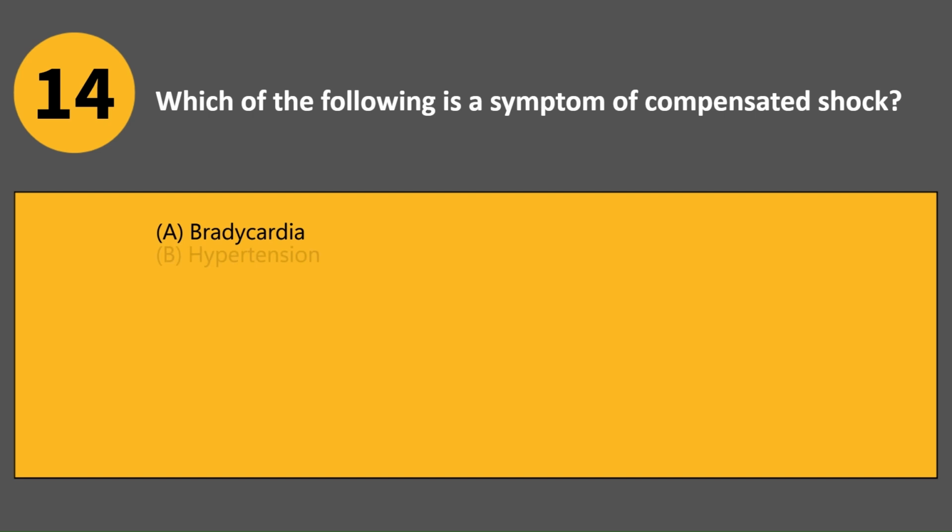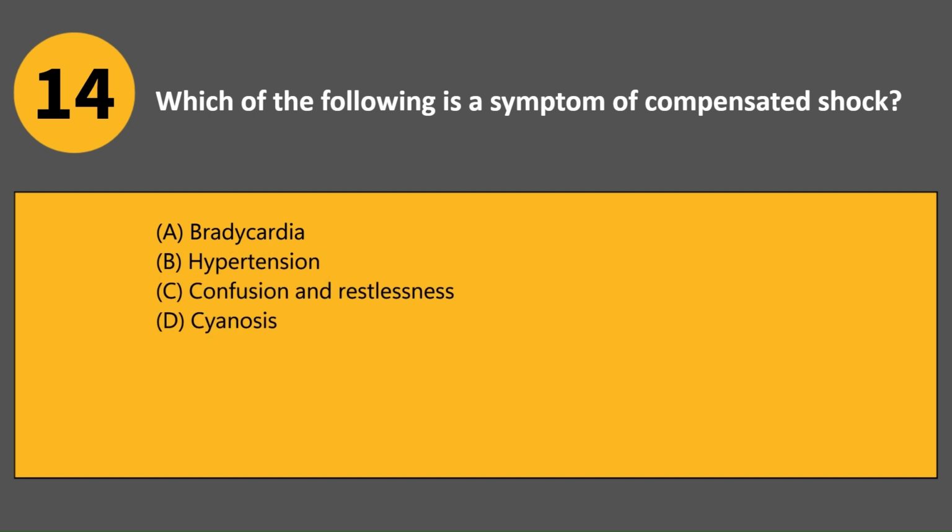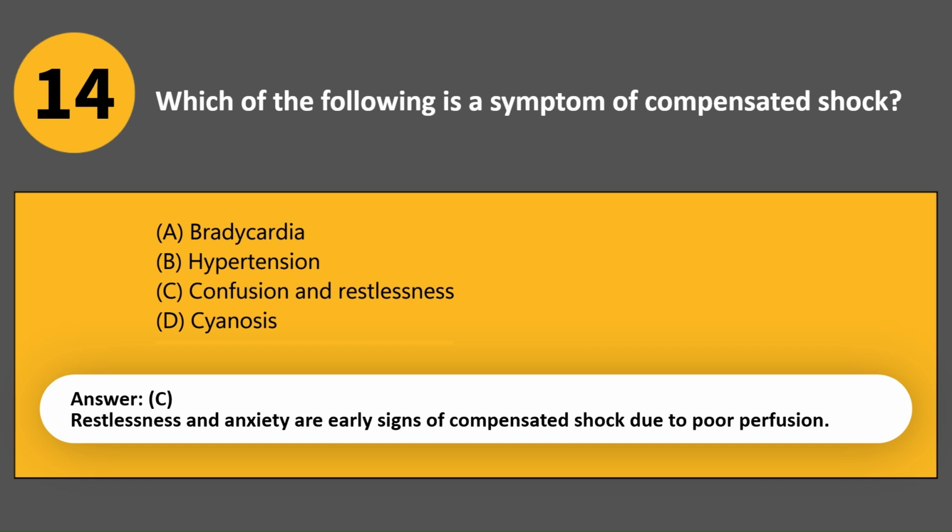Which of the following is a symptom of compensated shock? A. Bradycardia. B. Hypertension. C. Confusion and restlessness. D. Cyanosis. Answer: C. Restlessness and anxiety are early signs of compensated shock due to poor perfusion.